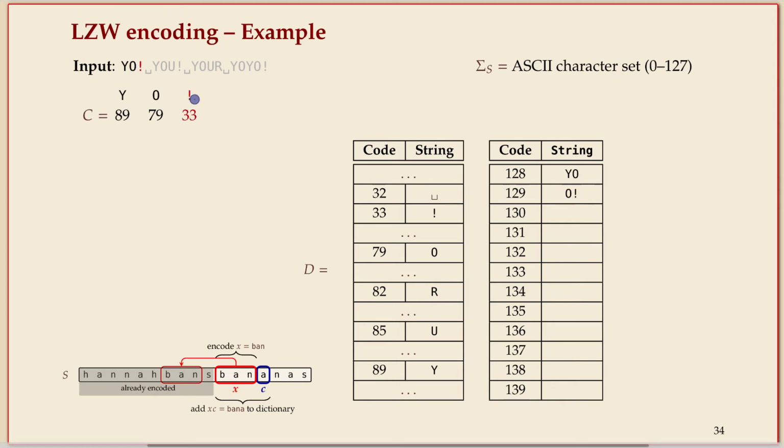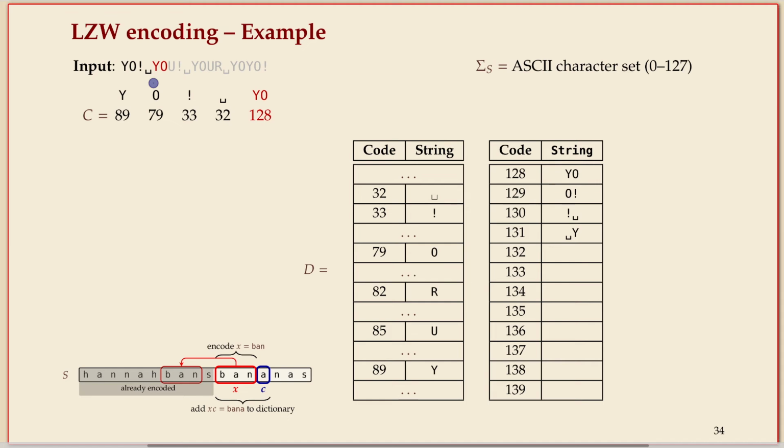You encode a single character because you haven't seen anything bigger than that. And you add to the dictionary what you've encoded plus one more character. It takes a bit before things get interesting. But at this point, the next thing we want to encode starts here.